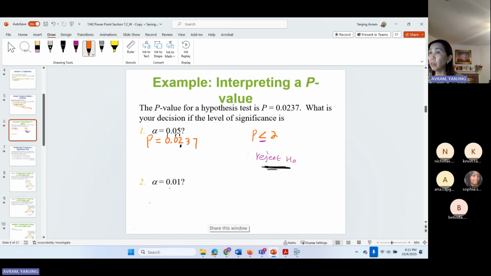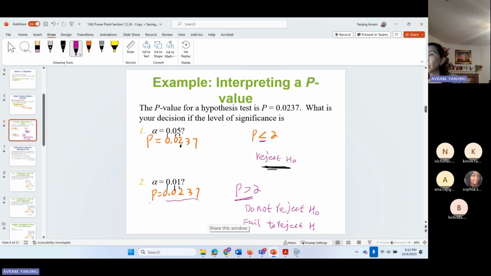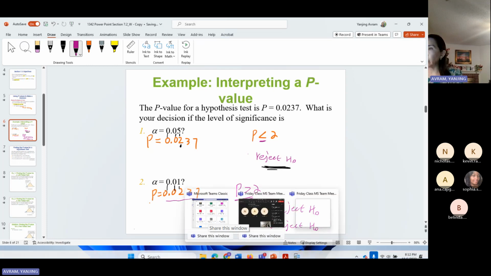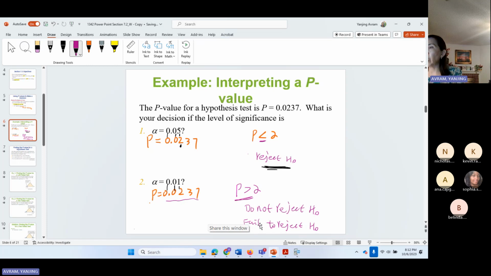If I choose my alpha level to be only 0.01, my p is still 0.0237, right? So apparently right now my p is greater than alpha. Now this time p will be greater than alpha, so what do you do? Do not reject. When p is greater than alpha, do not reject, or you can say fail to reject the null hypothesis. Whatever makes more sense to you, you can use either sentence.